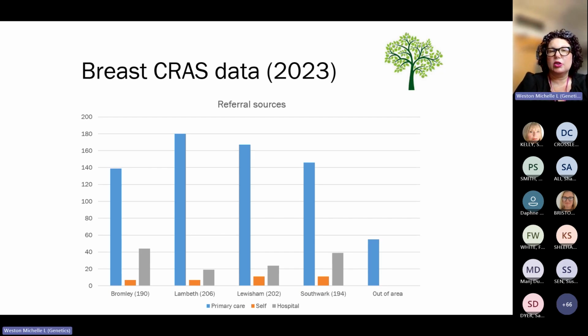So that's in hospital, so breast units, bowel departments. And then the orange just highlights some people that have self-referred to our service because they've possibly seen our leaflet, because we give leaflets out in the breast screening vans, and they're also given out in the clinics.